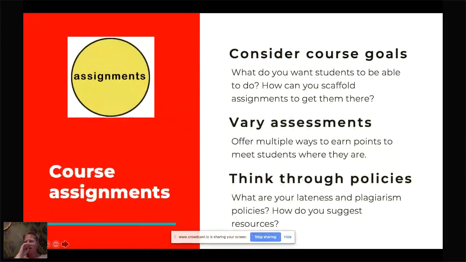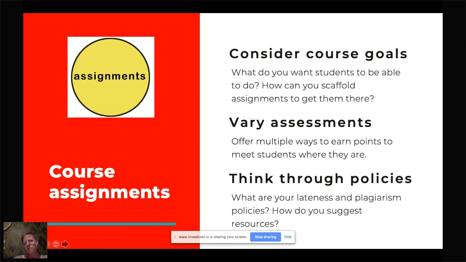All right, let's talk about course assignments. First, consider your course goals when you think about what kind of assignments you're going to do. What do you want students to be able to do? This was a revelatory idea for me when I finally took a pedagogy class long after graduate school. Rather than design a syllabus based on what I want students to read because I think it's good reading, it's much better to design a syllabus and assignments around what I want students to be able to do.